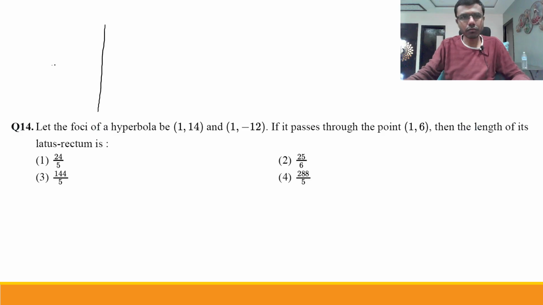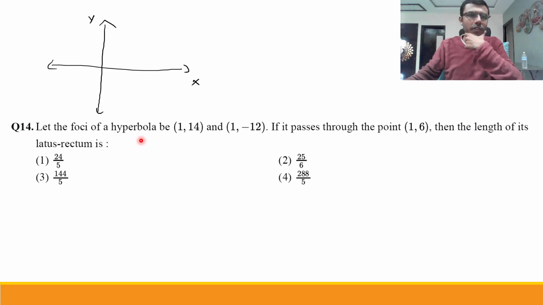Is this much enough? Let's see. The graph would come out a little small, but it's a rough figure, so I think it should work out well. Now, the foci of the hyperbola are (1, 14) and (1, -12). So what is the transverse axis? Only the foci lie on the transverse axis, right? So the transverse axis is x equal to 1, which is a line parallel to the y-axis.